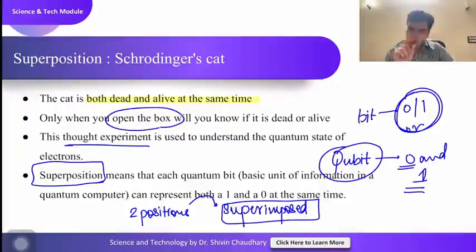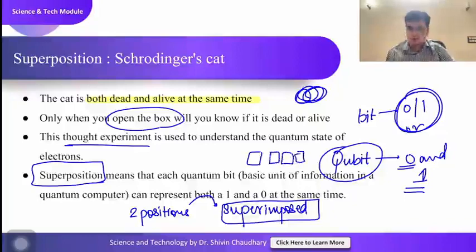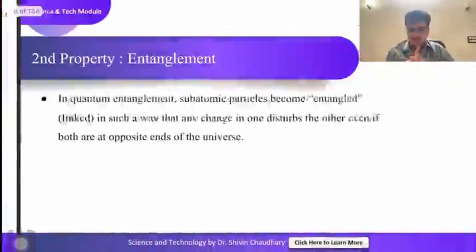But what a quantum computer sees, when I toss the coin, when it's up in the air, when it's revolving, that is what a quantum computer sees. It is both heads and tails. Till it lands, you will not know whether it is heads or tails. So a quantum computer will see a coin in the air that is revolving like this. So it's both heads and tails. But a normal computer will only see either heads or tails, right? So this is the first principle.